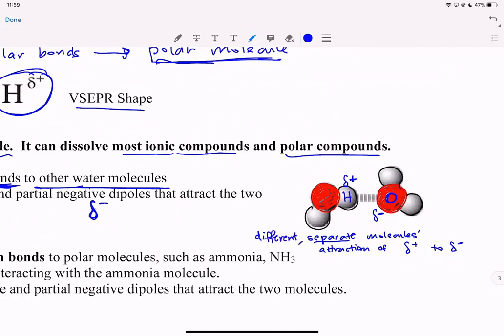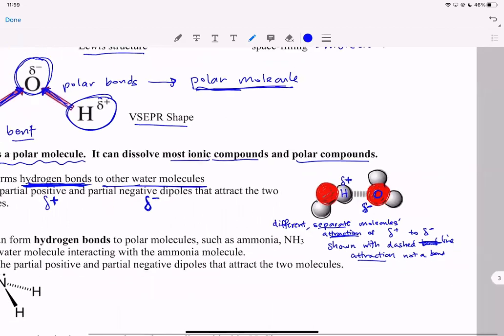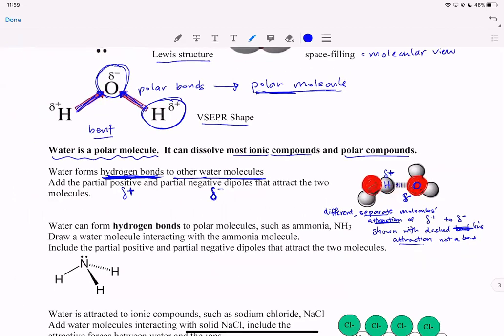Okay, so the partial positive is attracted to a partial negative on a different molecule, and it's shown with a dashed line. So a dashed bond or dashed line. Instead of a bond that would be just a line, the dashes mean that it is an attraction, not a bond. So it is an attraction, not a bond. So dashed line instead of the word bond. And so that's this dashed line that I'm highlighting in blue there.